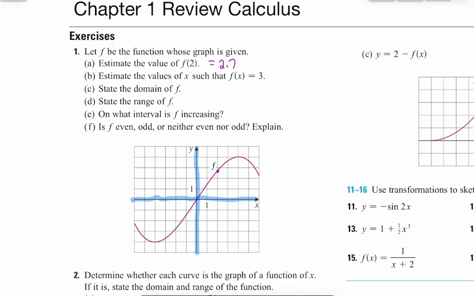It says estimate the value of x when f of x equals 3. Remember, we're looking for a height of 3. Now, there are 2 values you should be giving me where there is a height of 3. So give me the x value where that happens. So this one looks to be about 2.2. And the other x value seems to be 5.5.